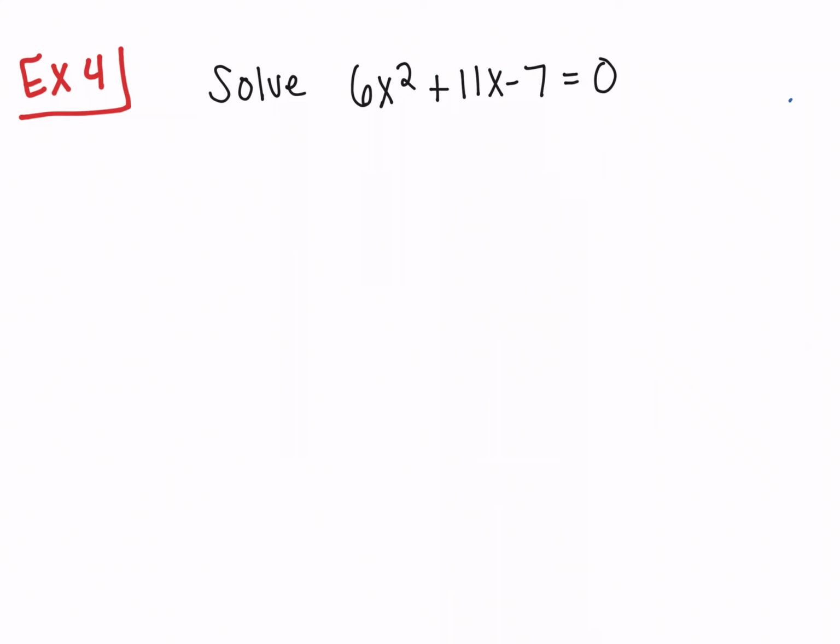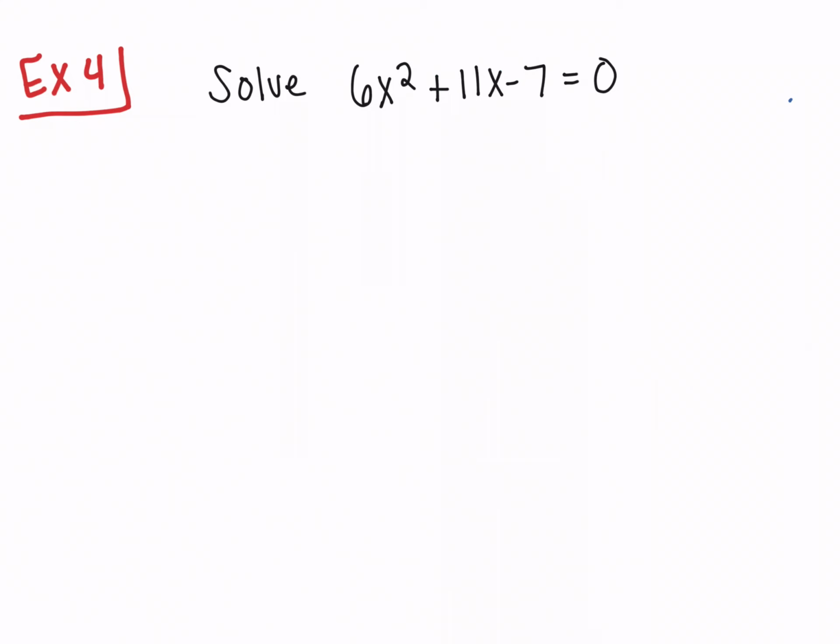So this is the dreaded a does not equal 1 factoring problem. So I'm going to set up my parentheses. I know the first two terms, I know they're going to have x's. I know they have to multiply to 6. So how do we multiply to 6?